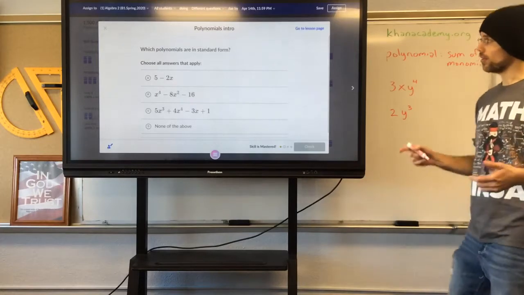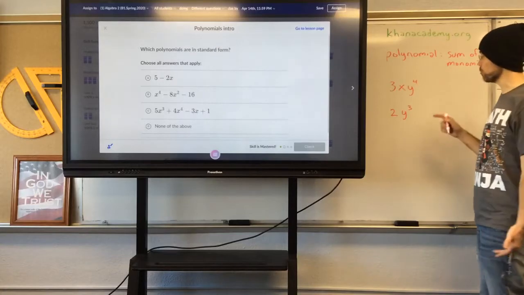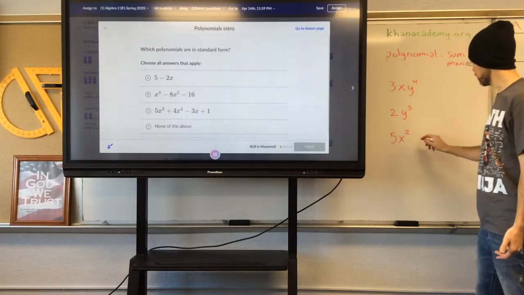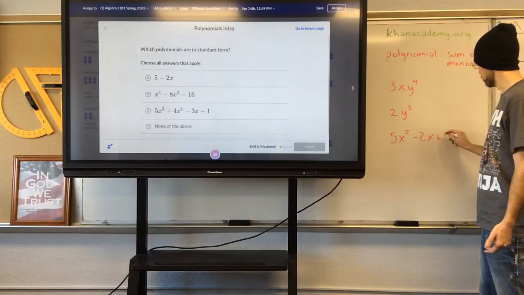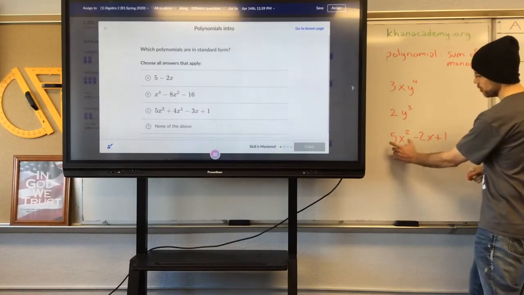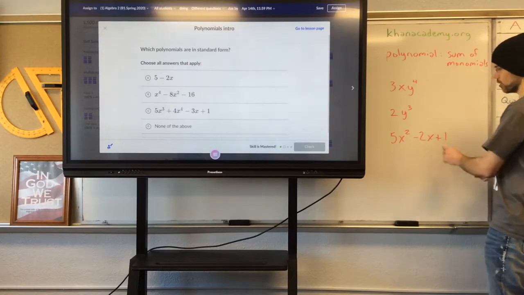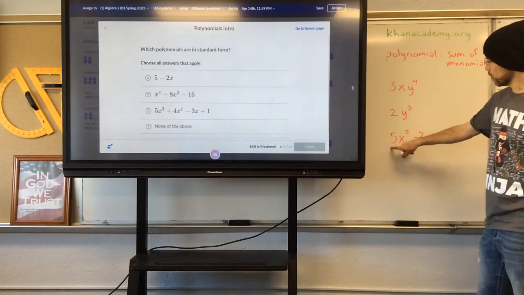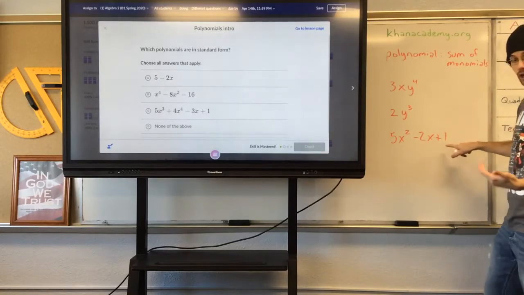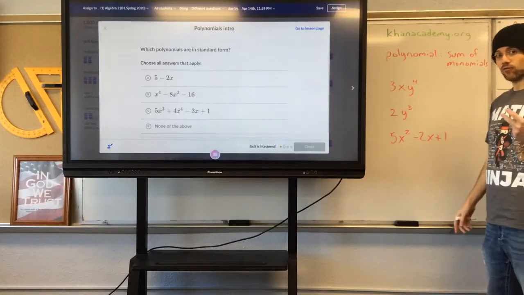Okay, so they're asking us to put polynomials in standard form. So let me give you an example of a polynomial. A polynomial would be something like 5x squared minus 2x plus 1. This is a polynomial because it's made of one monomial, a second monomial, and a third monomial. So the first monomial is 5x squared, the second one is negative 2x, the third one is 1. Now, 1 is a monomial too, even though it doesn't have a variable written.